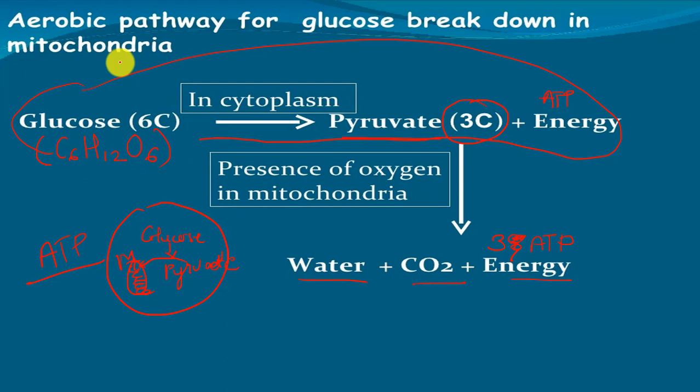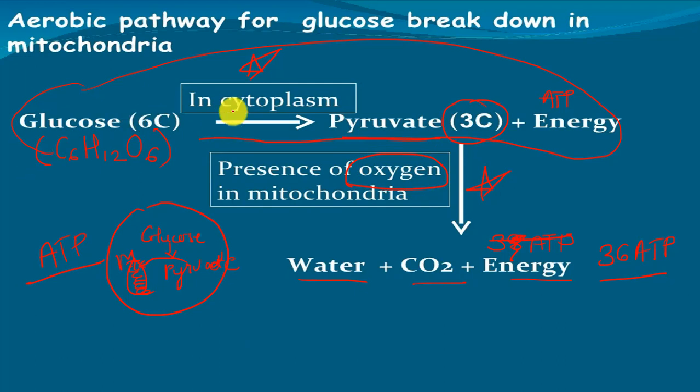So the glucose will finally be broken down into water, carbon dioxide and energy, and it is said that it releases 36 molecules of ATP. How much energy is generated when one molecule of glucose is broken down? It releases 36 molecules of ATP. The important points here are: the first step takes place in the cytoplasm, the second step takes place in the mitochondria, and in the second step oxygen comes into the picture.